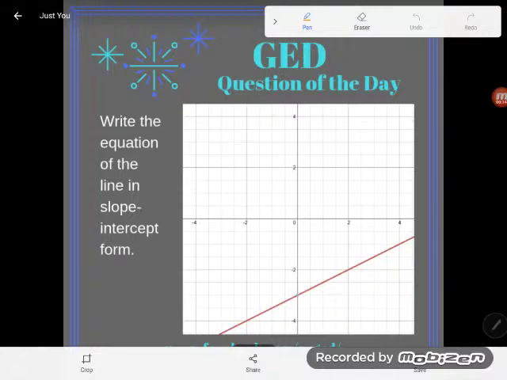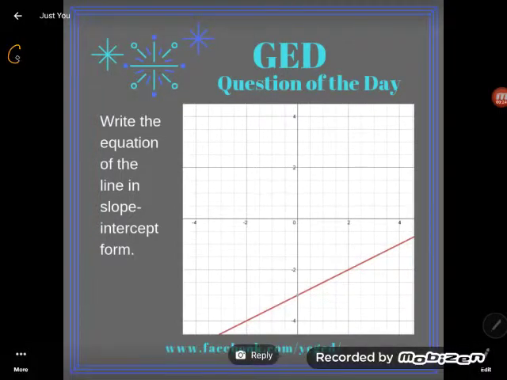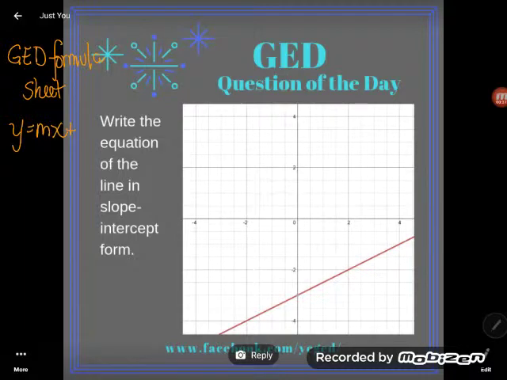It says write the equation of the line in slope-intercept form. And bad news, for the first time I don't have multiple choice answers, so I'm just going to have to come up with this on my own. So I'll just remind you that the GED formula sheet has the equation of a line in slope-intercept form on it. It's the second one down under the algebra section. It says y equals mx plus b.